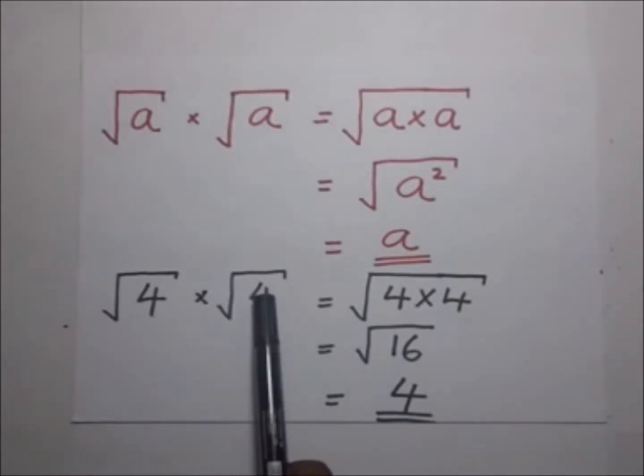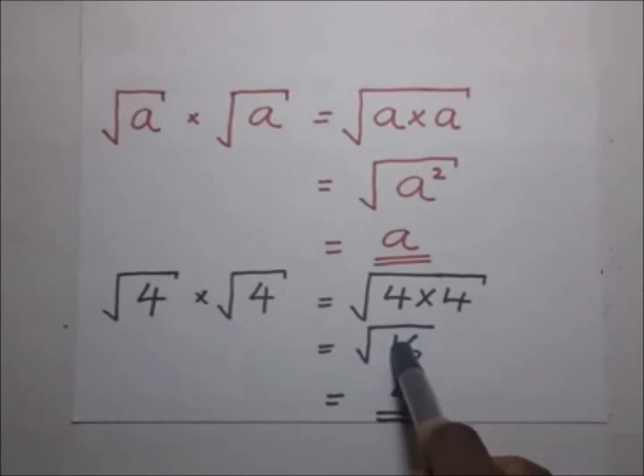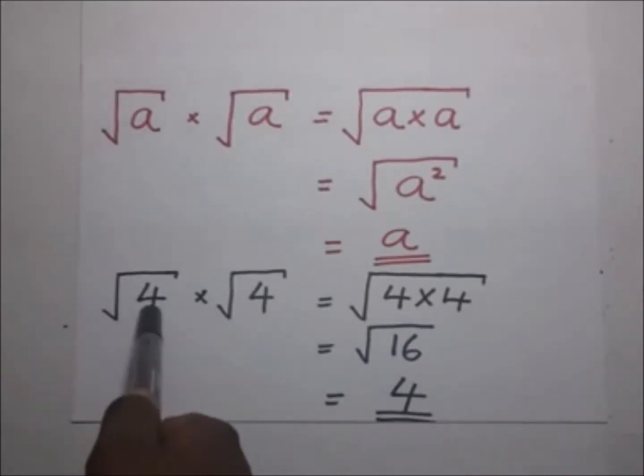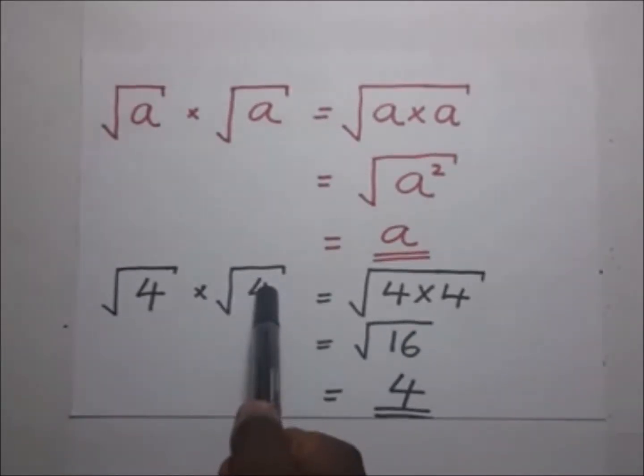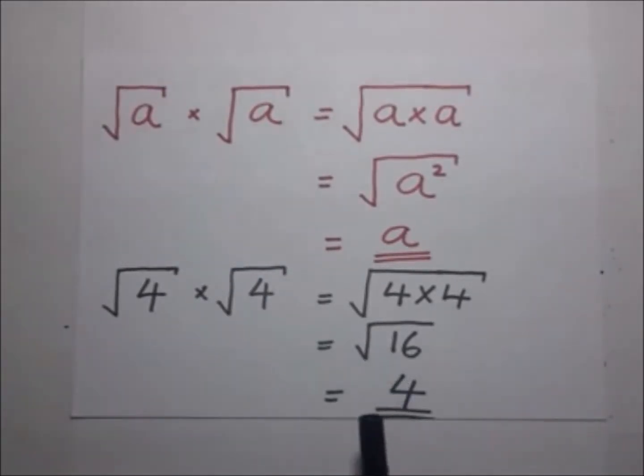The square root of 4 times the square root of 4 is going to be the square root of 4 times 4, which is the square root of 16, which is 4. The square root of 4 is 2, times the square root of 4, which is also 2. 2 times 2 should give you 4. We explored some of these in our previous videos, and now from here we are going to build on to see how we multiply mixed surds.